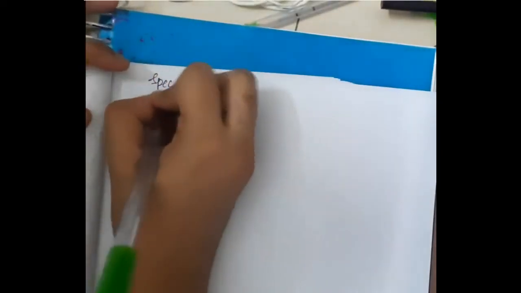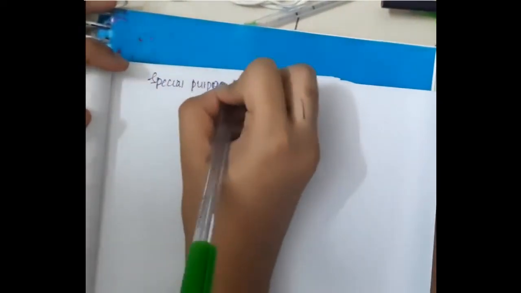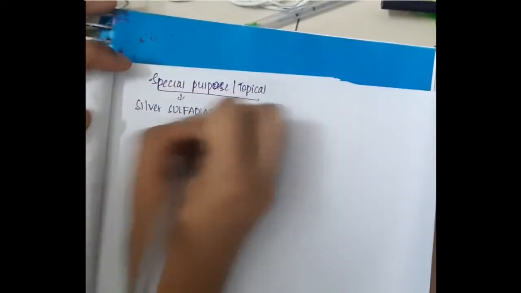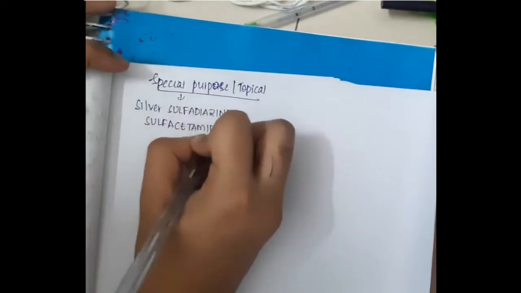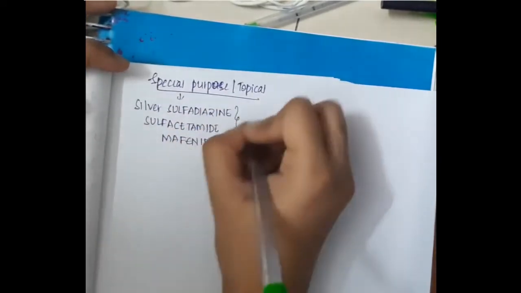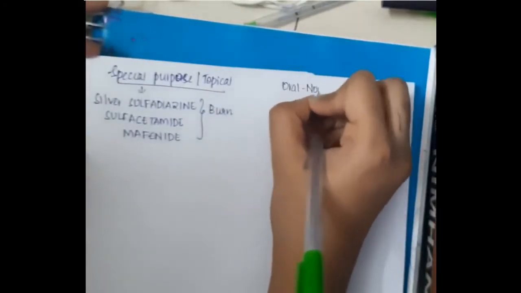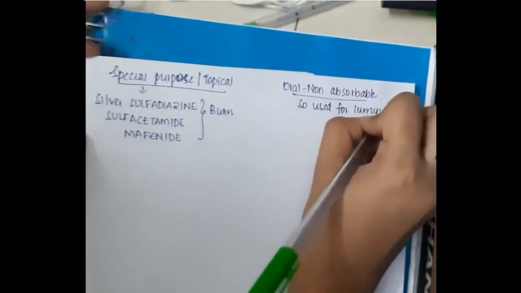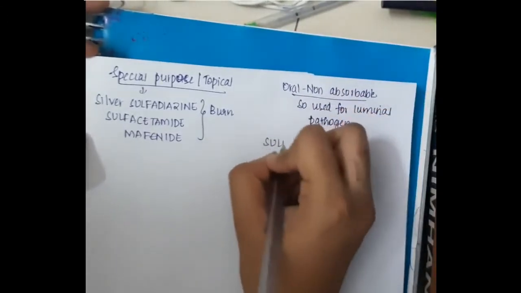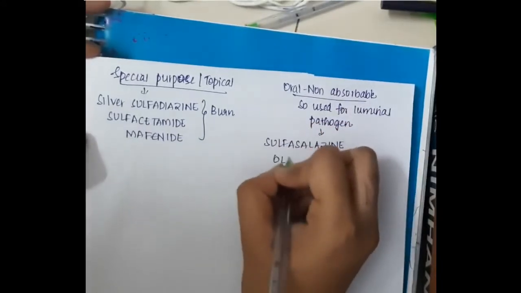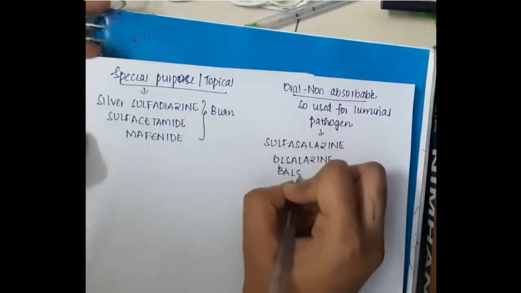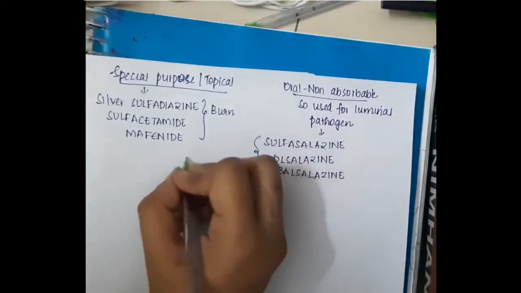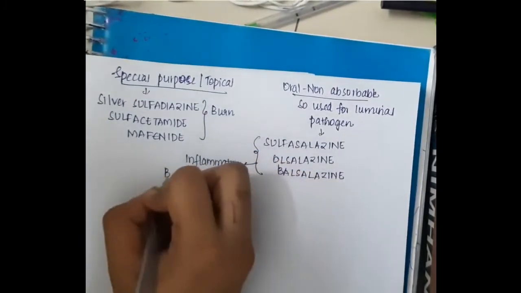All these are oral drugs. We also have some special purpose or topical drugs. These include silver sulfadiazine, sulfacetamide and mafenide, which are used in burns. Then we have oral non-absorbable drugs, which are used for luminal pathogens. These include sulfasalazine, olsalazine and balsalazine, all of which are used in inflammatory bowel disease.